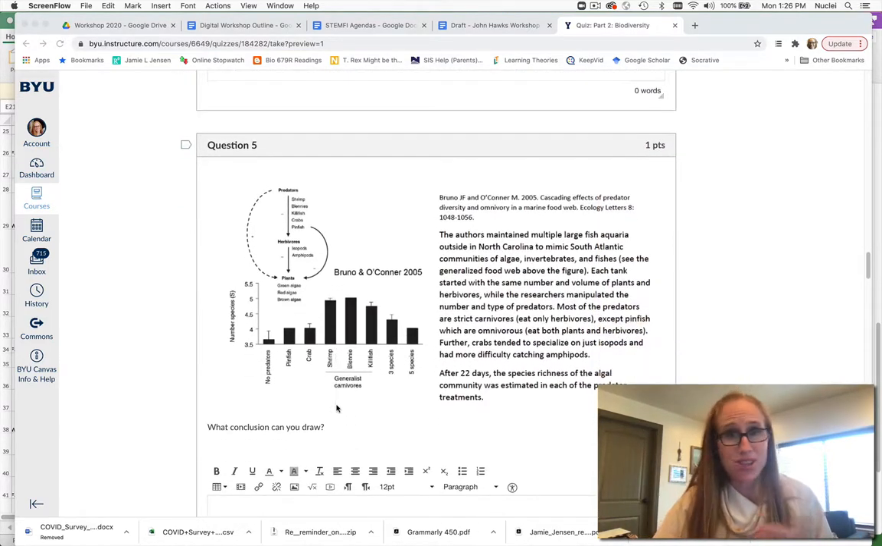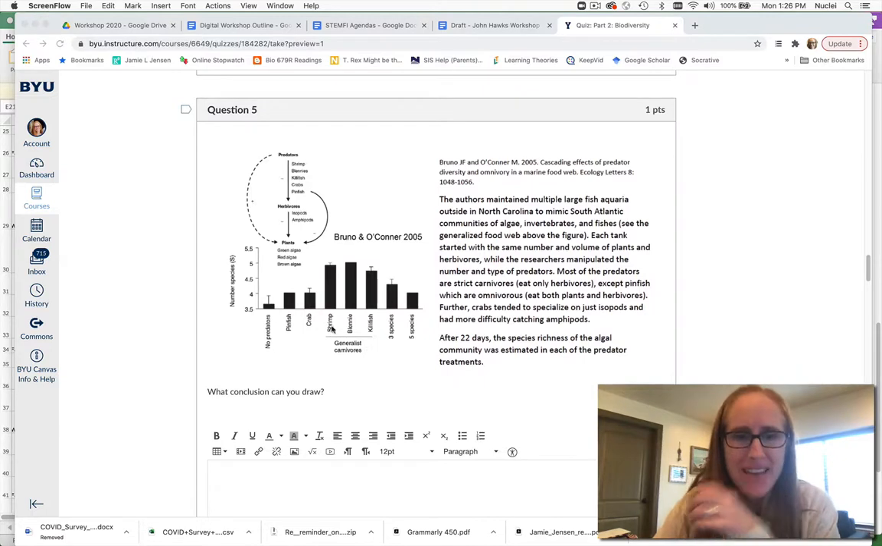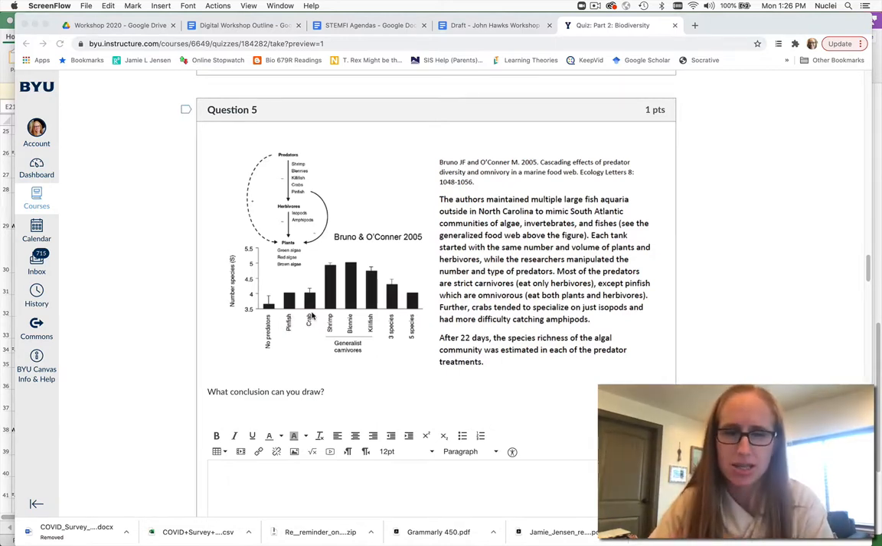This one here was not as obvious as it may seem. They looked at these populations where there were no predators versus where predators were introduced. The pinfish was an omnivore. The crab kind of specialized on one particular species, but these guys are generalized predators. And you notice that more predators actually increases species diversity.